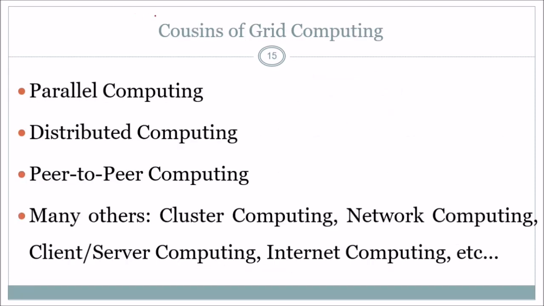As I suggested, there are cousins of grid computing. Why cousins? Because they are in one form or the other related to grid computing. Parallel computing, distributed computing, peer-to-peer computing and other computings like cluster computing, network computing, client-server computing and internet computing.